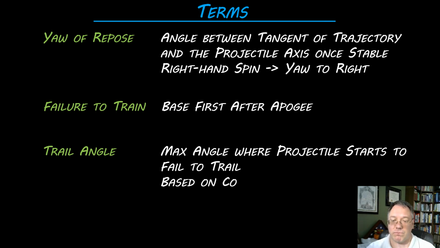All right. That is based on the conditions of our firing. So muzzle velocities might change that. What is the QE that we're shooting at, etc. So that trail angle, when we start to fail to trail, will change in different scenarios.